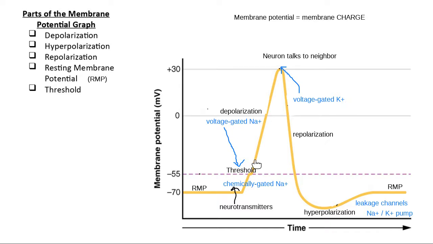This process of rapid depolarization, that's voltage-gated sodium channels. To get to threshold, I've got to use chemically gated sodium channels, because all of those neurotransmitters help me figure out whether or not I'm supposed to talk to my neighbor.